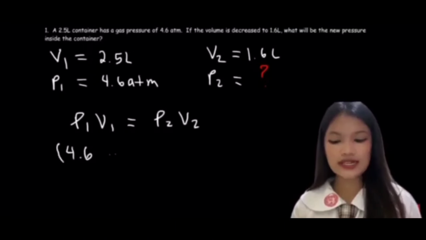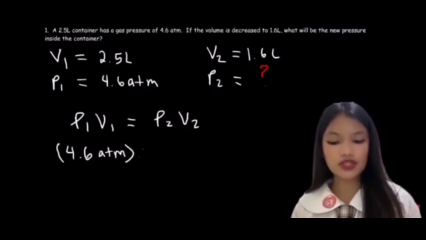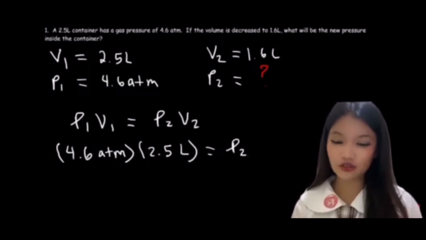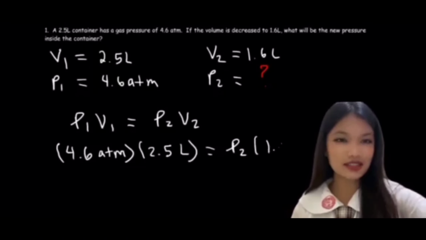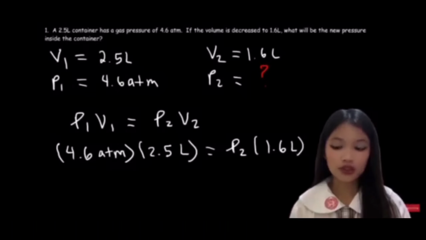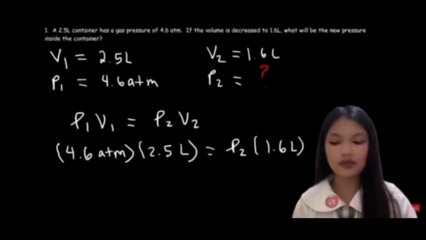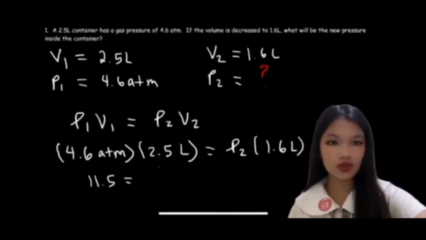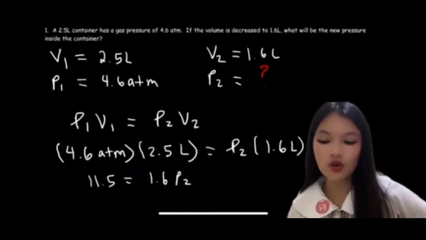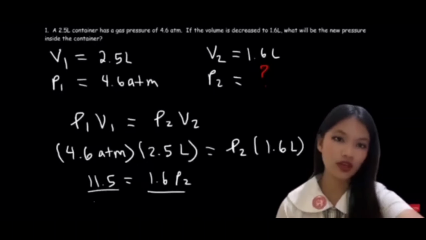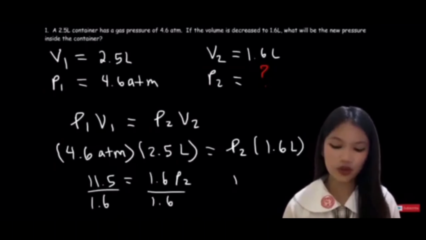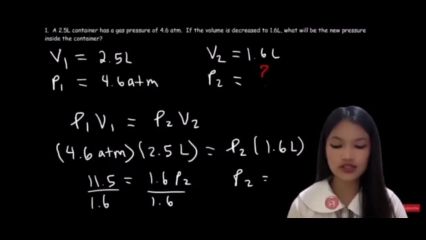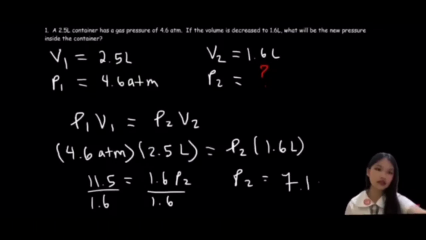P1, which is 4.6 atm, times V1, which is 2.5 liters, is equal to P2, which we're going to look for, times 1.6 liters. If we multiply 4.6 atm and 2.5 liters, we're going to get 11.5. And then you're just going to combine 1.6 liters and P2. And then we divide 11.5 over 1.6 to get our new pressure. And our new pressure is equal to 7.19 atm.